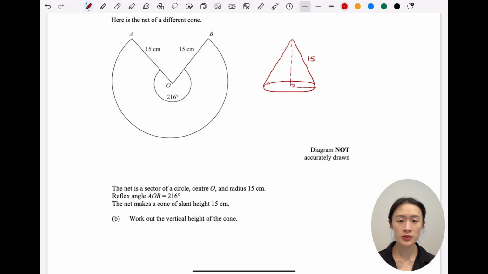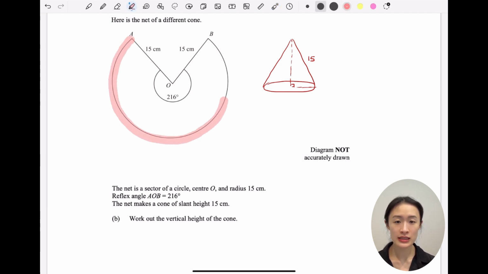Therefore, you need to use Pythagoras theorem for this. But we are only given the slant height. We are not told the base radius. So what can we do to work it out? The arc length in the first sector is the same as the circumference of our base in the cone.